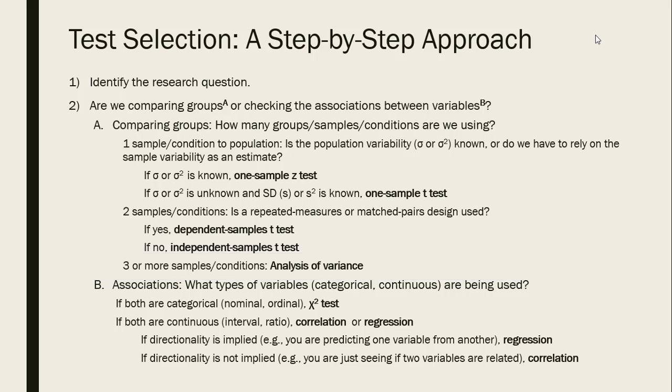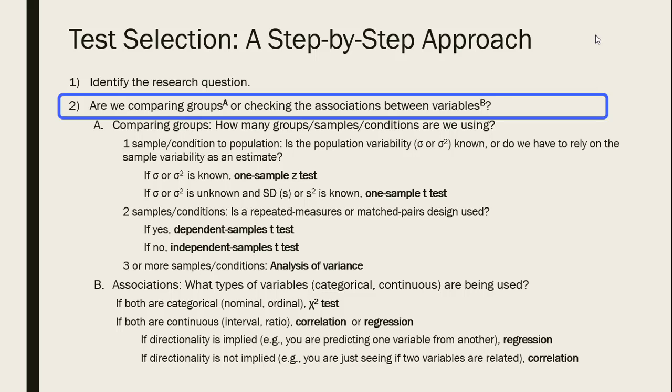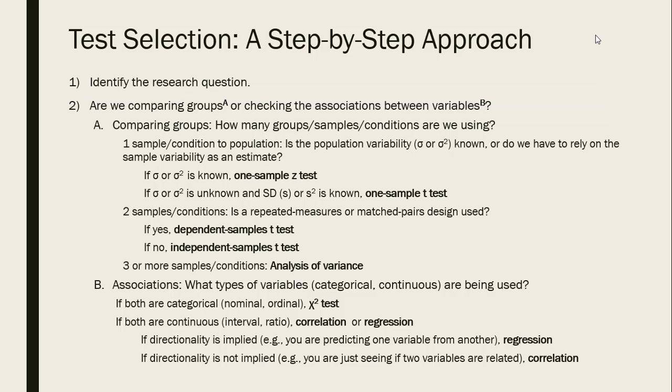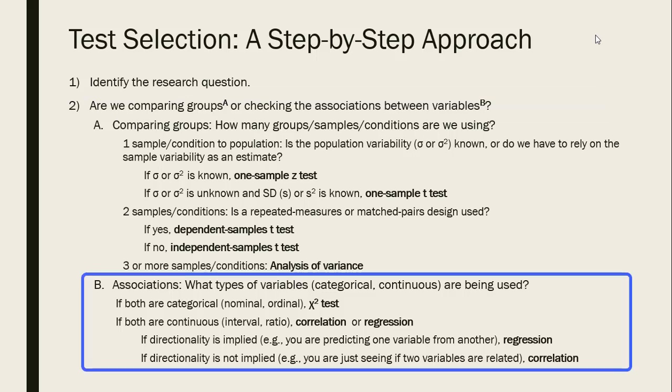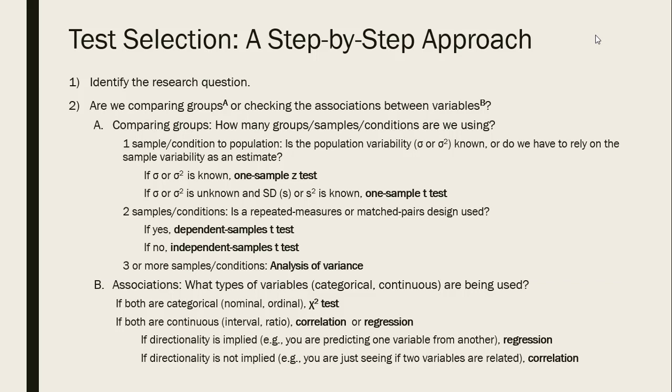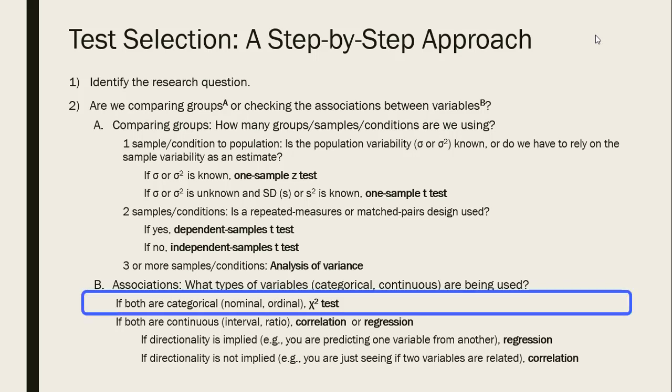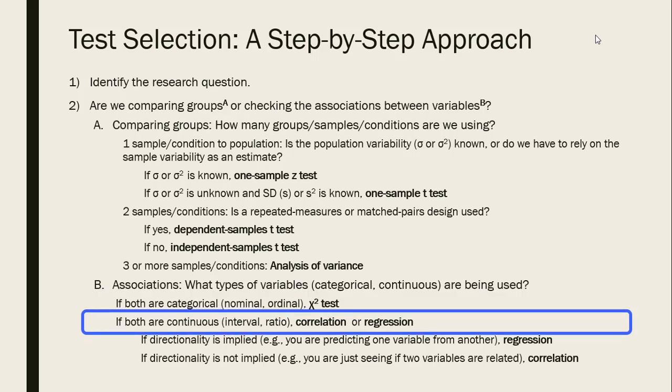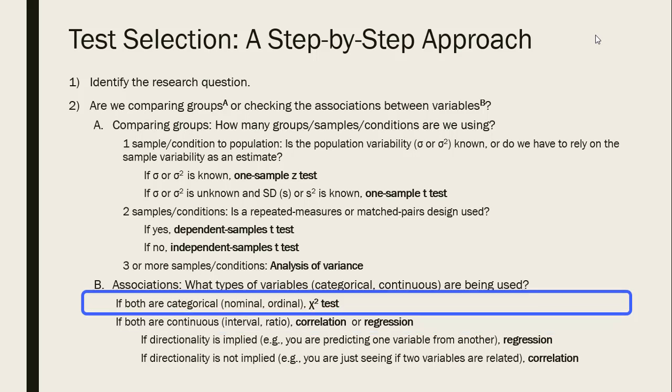If, when I get to question 2, we're not comparing groups, and instead we're checking the associations between the variables, then I would go to 2B, and I would ask myself, well, what types of variables are being used? In particular, are we using categorical variables, again, those being nominal or ordinal, or are we using continuous variables, interval or ratio level variables? If both variables are nominal or ordinal, then it's going to be a chi-square test.